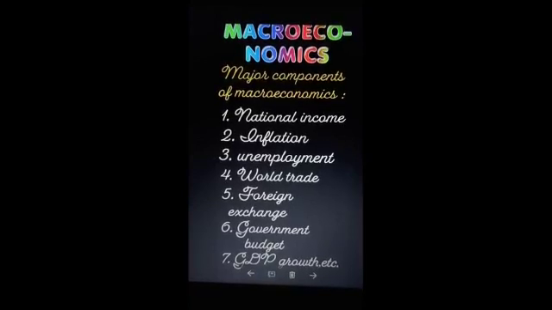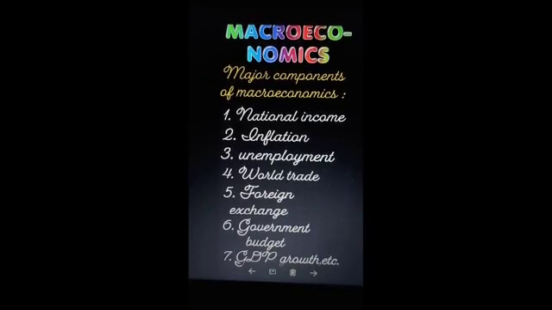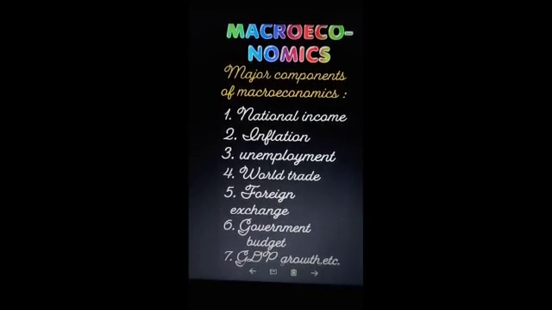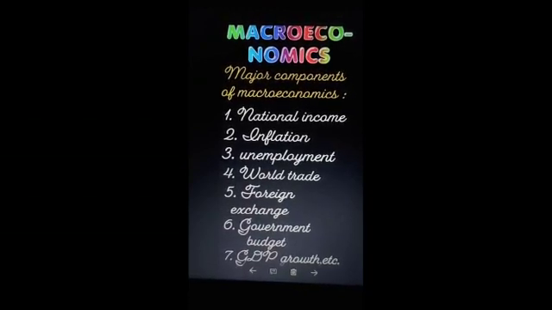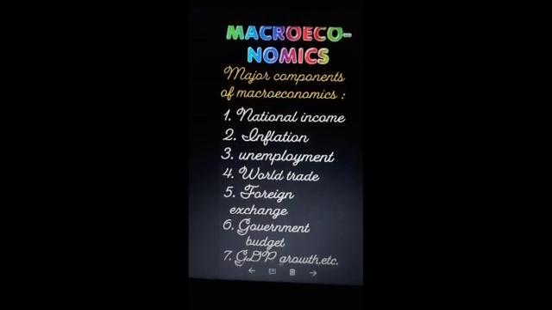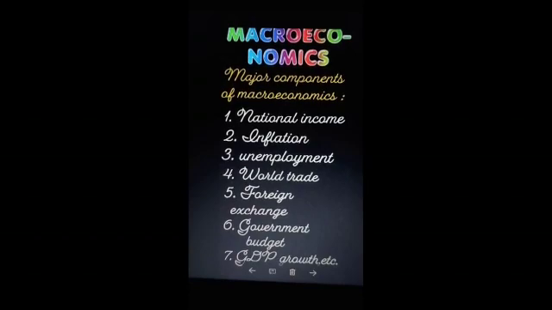These are the major components of macroeconomics on which this whole subject is based, or we can also say the scope or the field of macroeconomics. There are various concepts like national income, inflation, unemployment, world trade, foreign exchange, government budget, GDP growth, etc. All these concepts we will study in this book of yours.